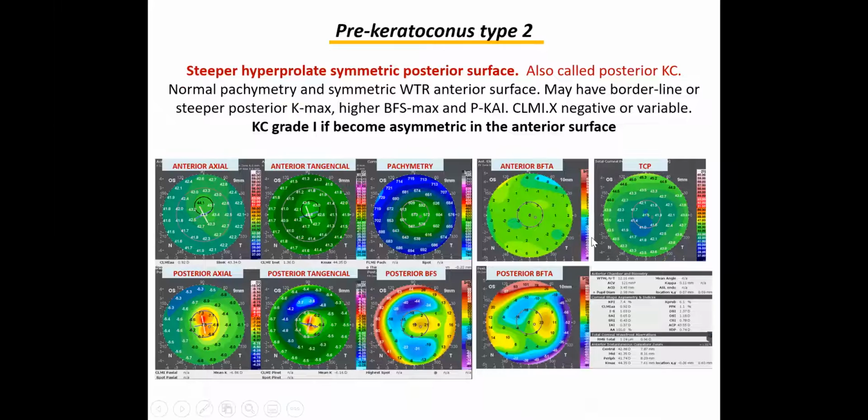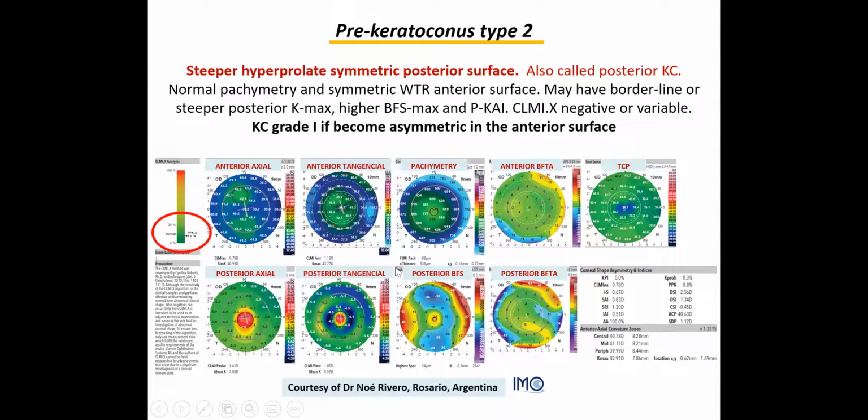This is the type 2 of keratoconus, when the anterior surface is completely normal, but the posterior surface looks steeper and hyperprolate, also with a bump here or with asymmetry. Okay, but if you study only the anterior surface and you never see the posterior curvature maps, like in the Galilei, in other devices, you cannot see this kind of map because the scale is inverted. Okay, or this other case coming from my friend Noé Rivera.